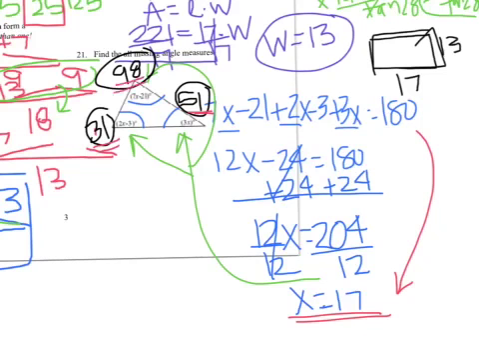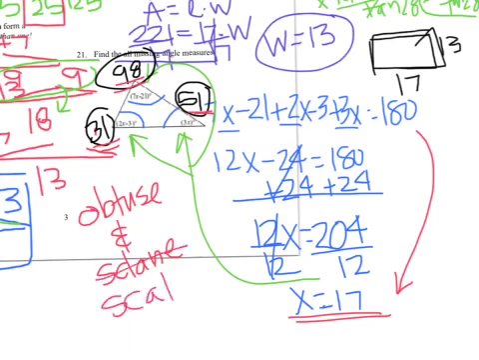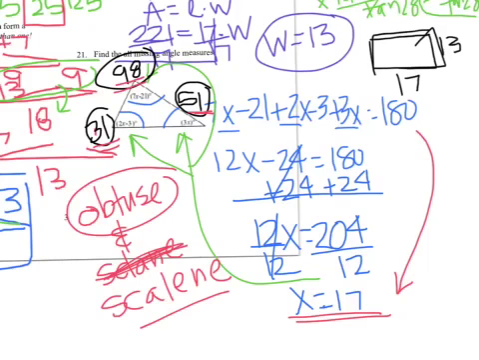And if they asked what kind of triangle this would be, I would hope that you would say that it is obtuse and scalene. The reason why it's scalene is because, I didn't spell that right, scalene. The reason why is because all the angles are different, and the reason why it's obtuse is because at least one angle is more than 90.